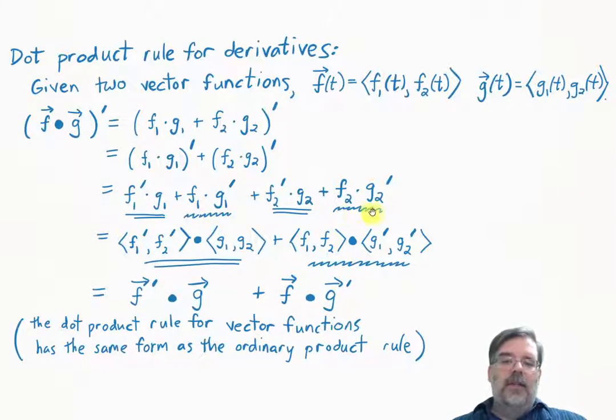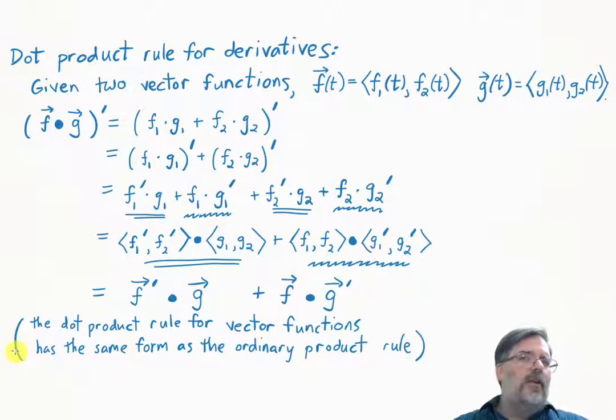Similarly, these squiggly underlines, f1 times g1 prime plus f2 times g2 prime, you can actually write as this dot product with a squiggly underline. So it's a sum of two dot products. This is f prime dot g plus f dot g prime. And hey, that looks just like the good old product rule you learned in Calculus 1. And so the dot product rule for vector functions has the same form as the ordinary product rule.